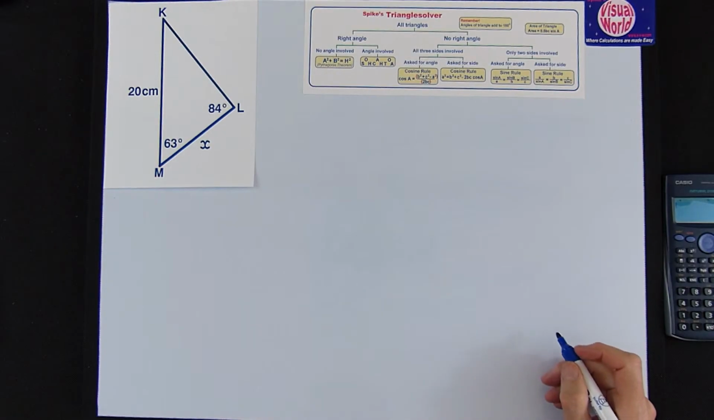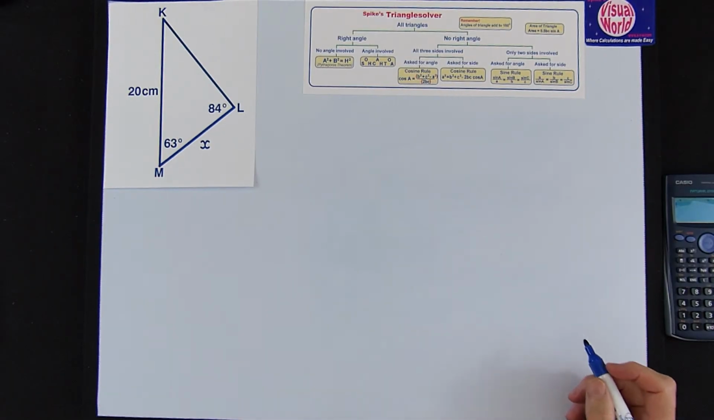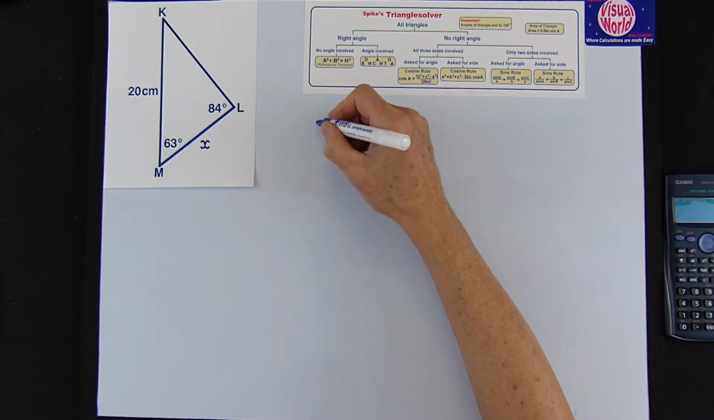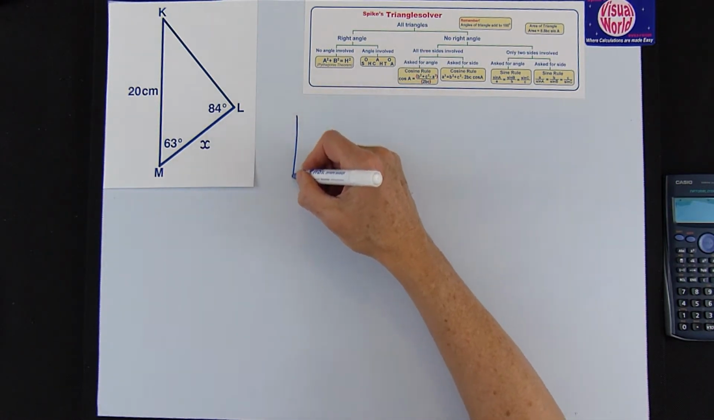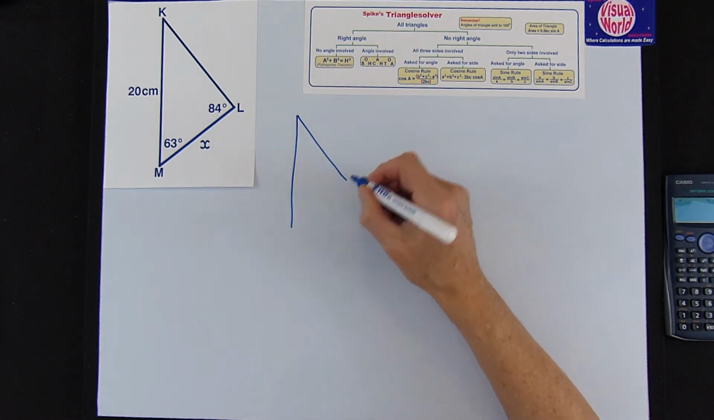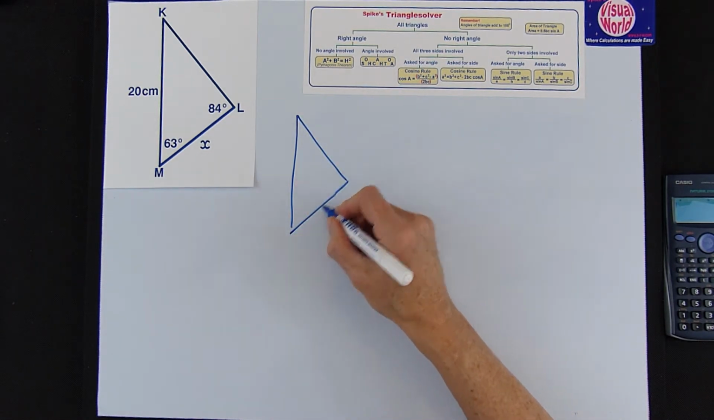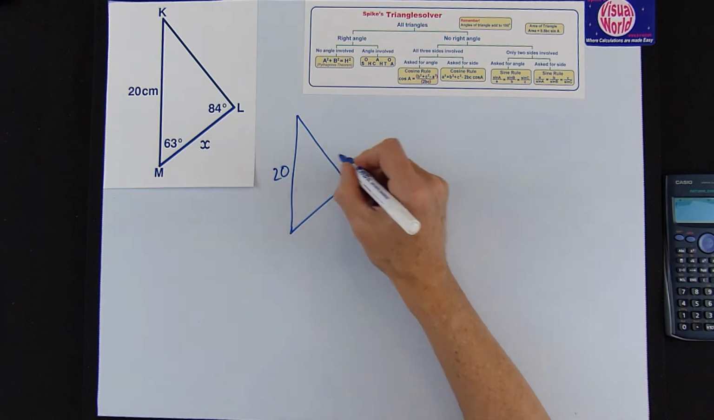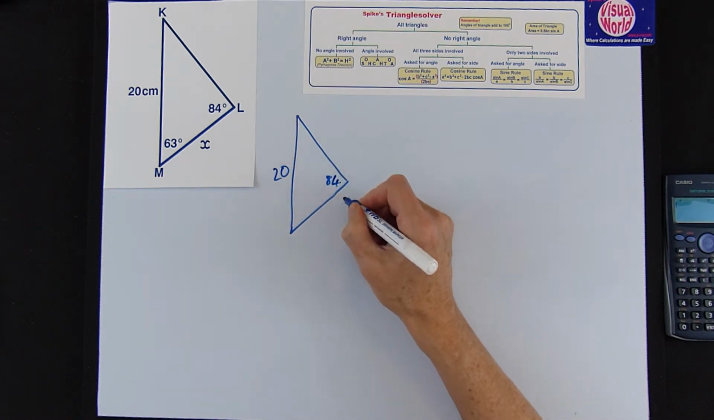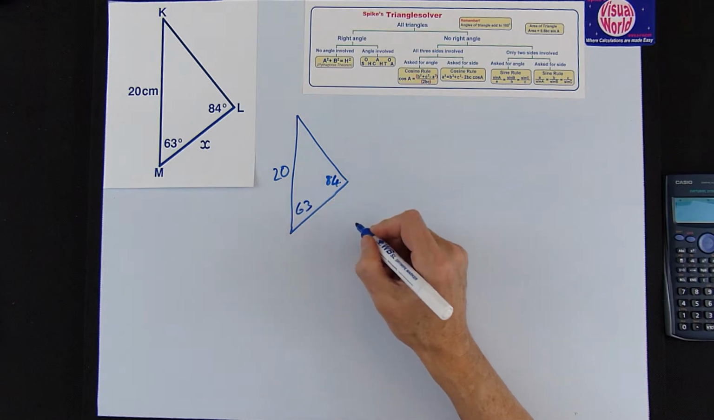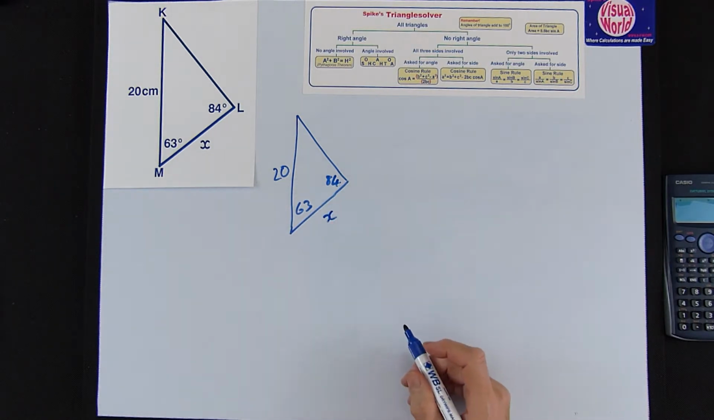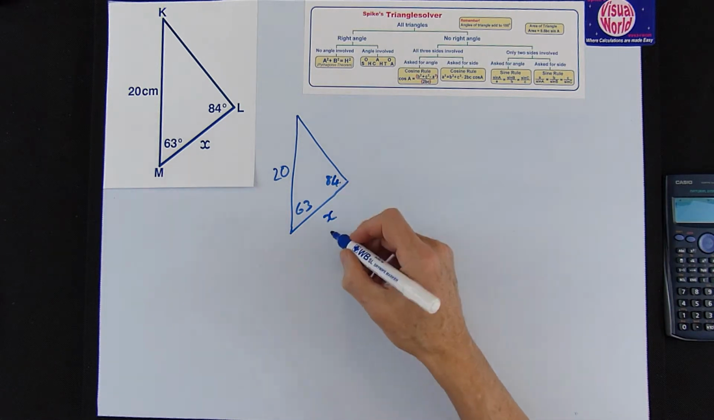In the last of our questions on using the triangle solver, we've got this one here, which involves a slight wee change. So you do a diagram as usual. We've got a wee extra bit to do. So we've got 20, 84, 63 and X.